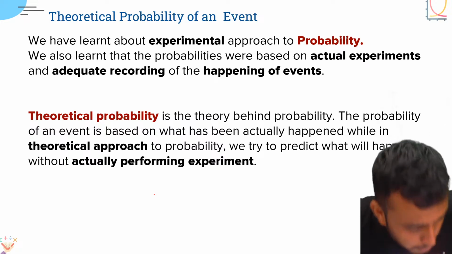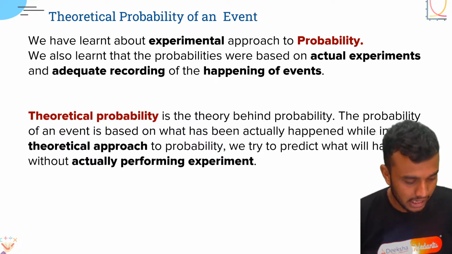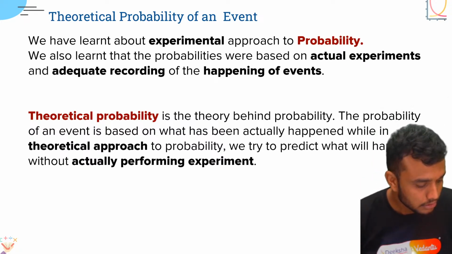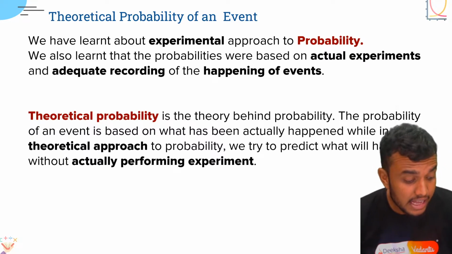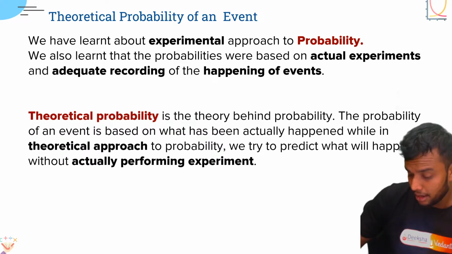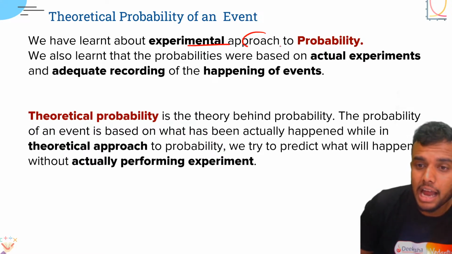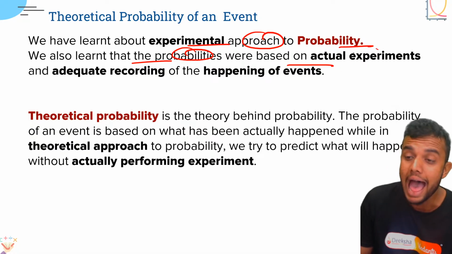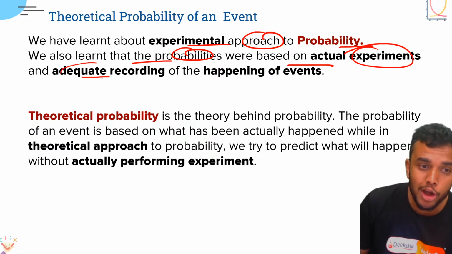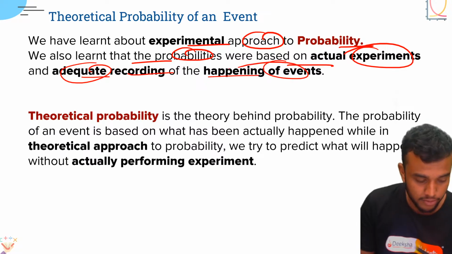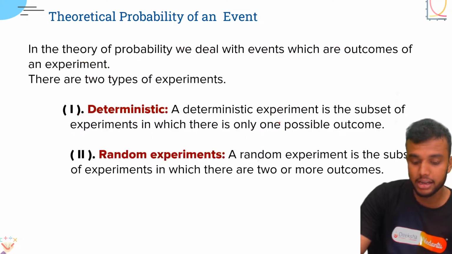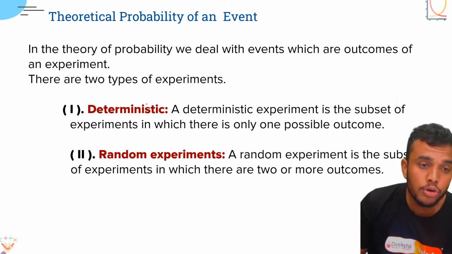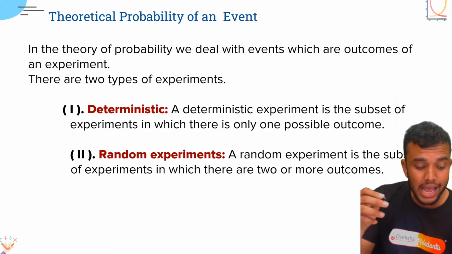In the theoretical probability of an event, it's nothing but a theory. Here we have learned about the experimental approach to probability, where probabilities are based on actual experiments and adequate recording of the happening of events. Then theoretical probability is the theory behind probability. Here we need to understand a few basic terminologies.